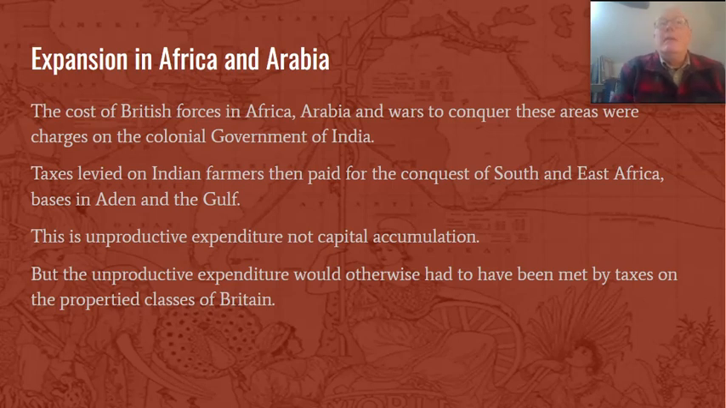In particular, it financed expansion in Africa and Arabia. The cost of British forces in Africa and Arabia and the wars to conquer these areas were charges on the colonial government of India. This would be justified by the British Empire on the grounds that these conquests were necessary to secure the passage to India. So taxes levied on Indian farmers then paid for the conquest of South and East Africa, bases in Aden, bases in the Gulf, and paid for the British invasion of Mesopotamia in the First World War.